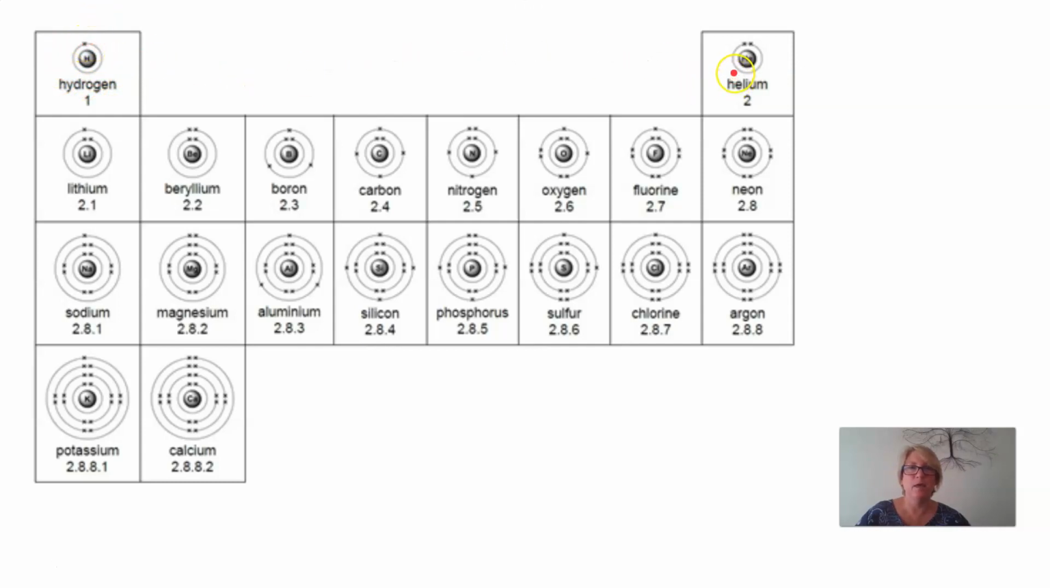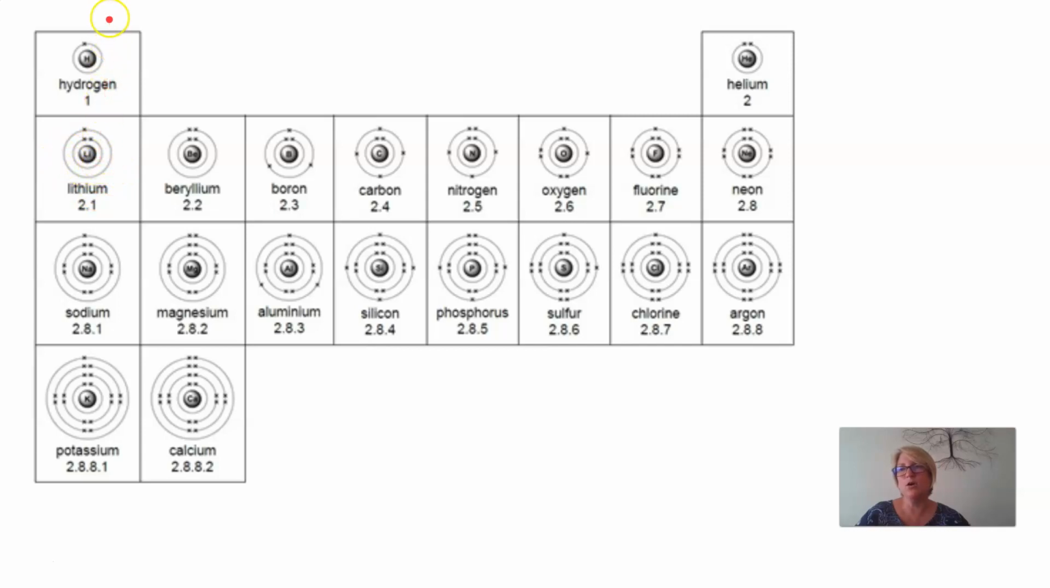Now we move to helium. We find it in period 1, and that's why it has 1 shell. But we also find it in group 0. 0 means that we have completely filled the outer electron shell with 2 electrons. It can't hold any more, so that's why we say that it has got a maximum number of 2 electrons, and we put it into group 0, with the noble gases.